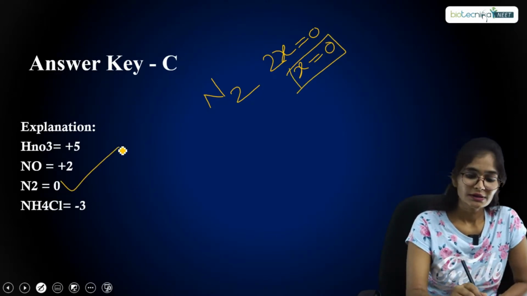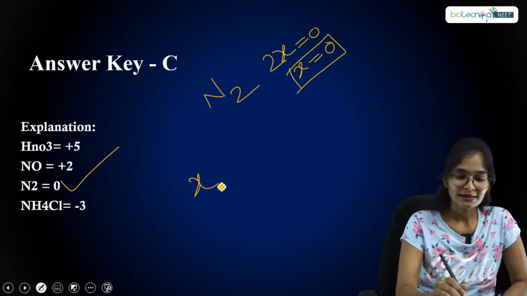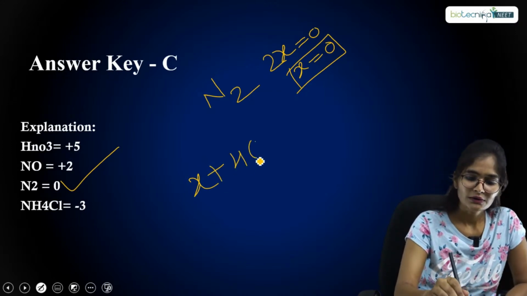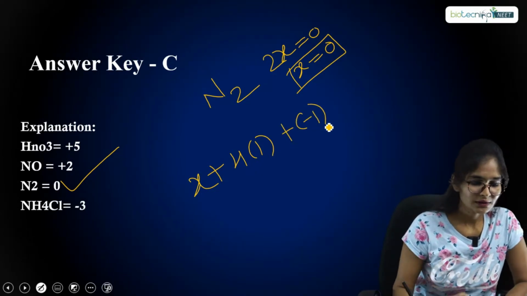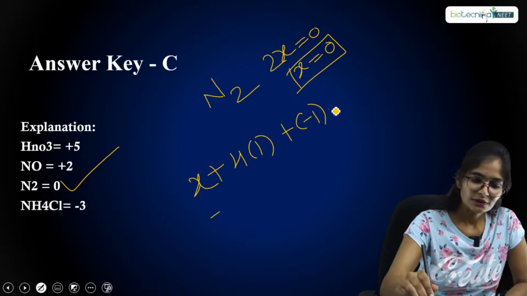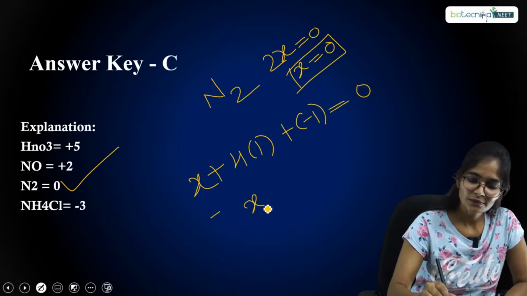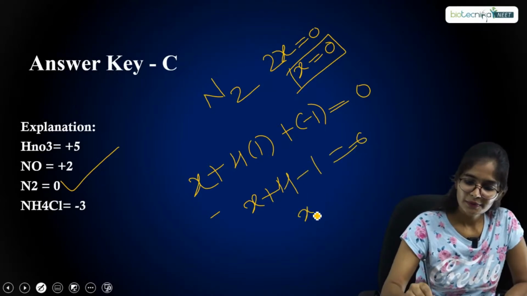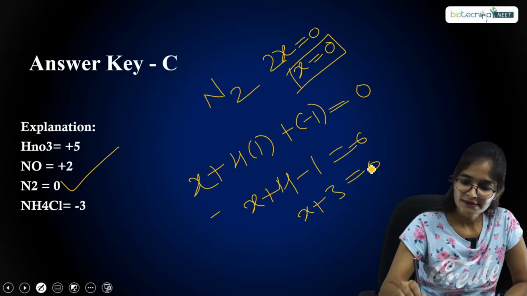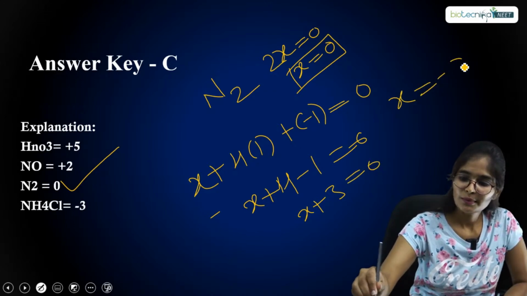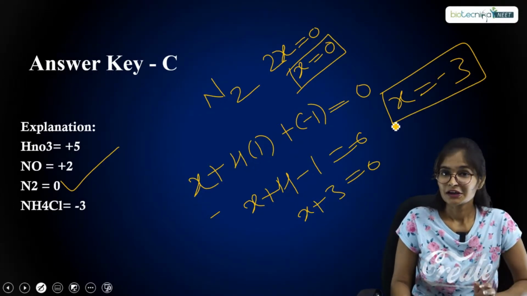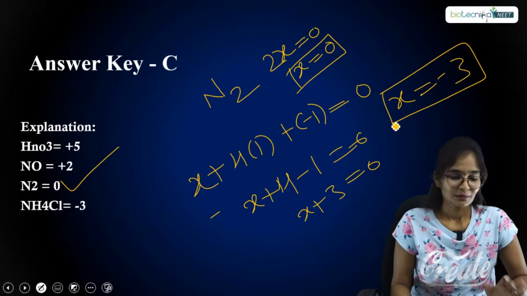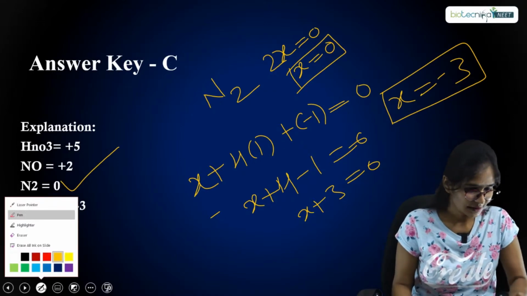In case of NH4Cl, consider nitrogen as X. Hydrogen will be +1, and you have 4 of them. With respect to chlorine, it will be -1, and you have only one. So this will be equal to 0: X plus 4 minus 1 is equal to 0. So X plus 3 is equal to 0, in the sense X must be equal to -3. This is the oxidation state in each given molecule. So the answer is correct here.